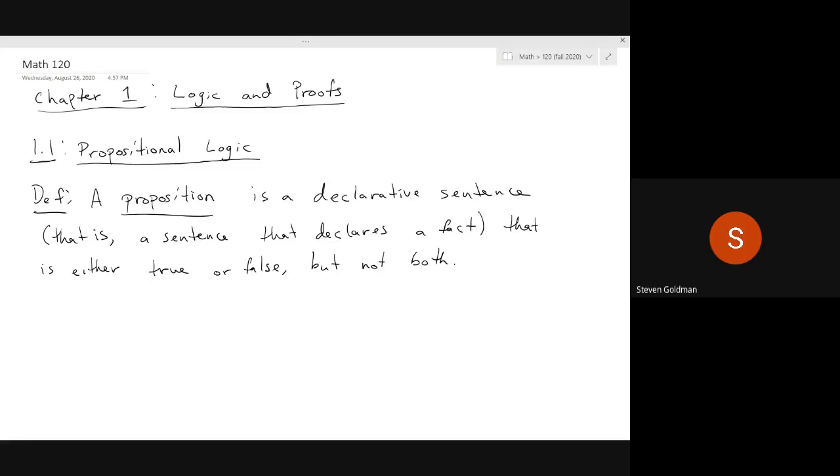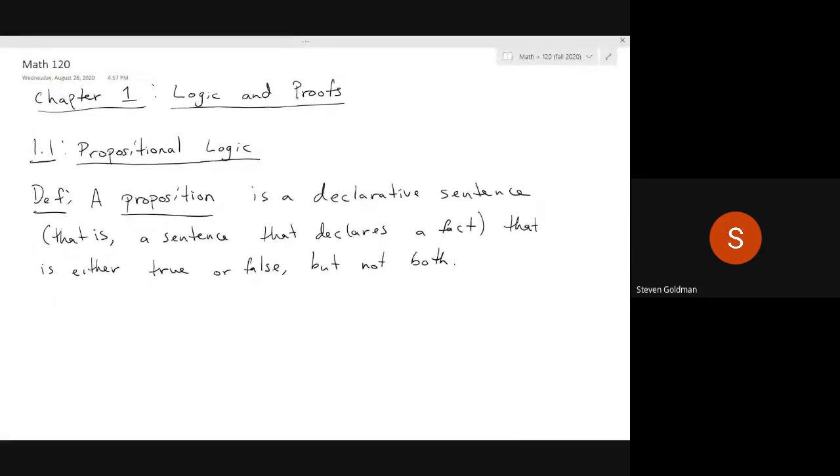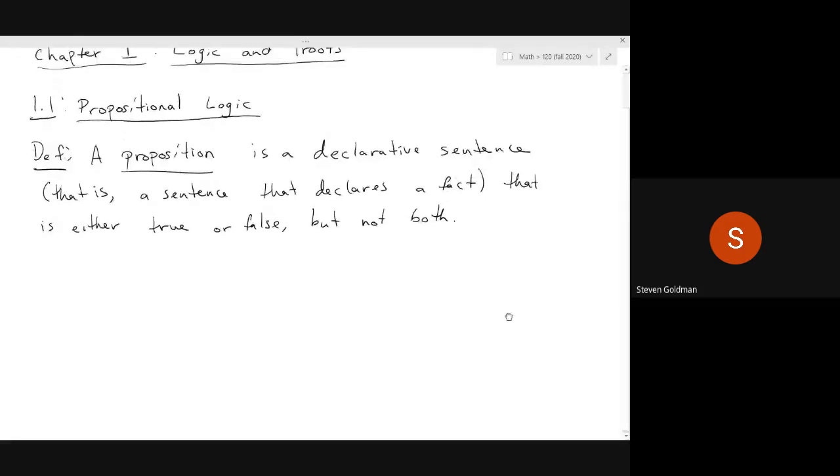Okay, so any statement that's a proposition has a truth value, meaning it's either going to be true or it's going to be false, right? But it has a truth value. It's one or the other. It's either true or false, but not both. Okay. So what are some examples of sentences that are propositions and sentences that are not propositions? Let's look at some examples.